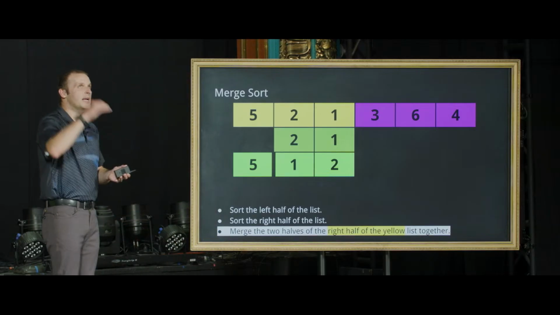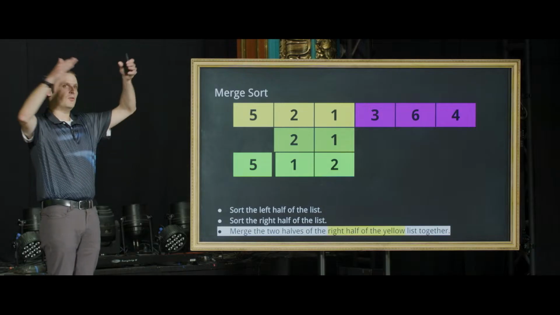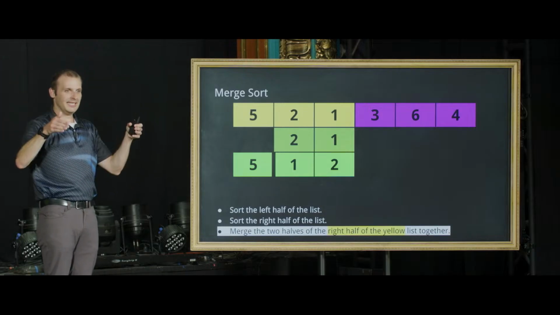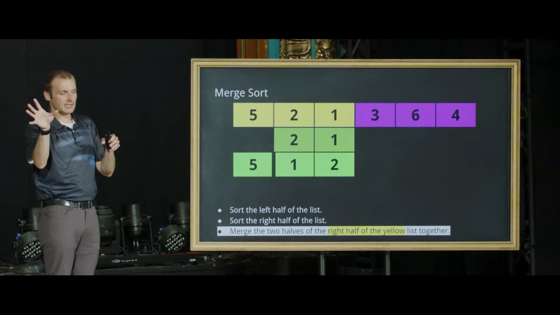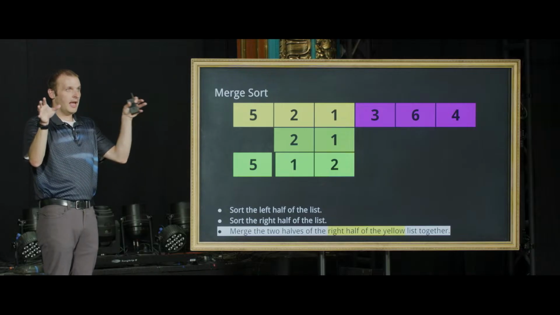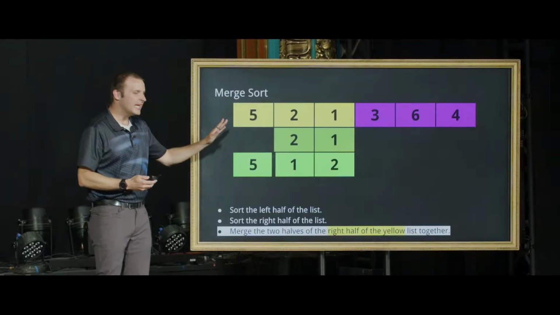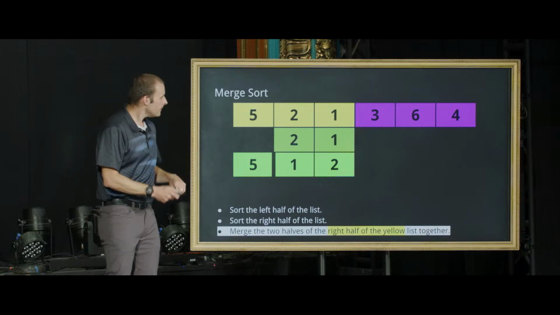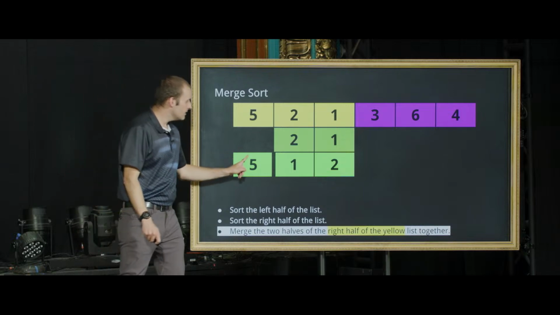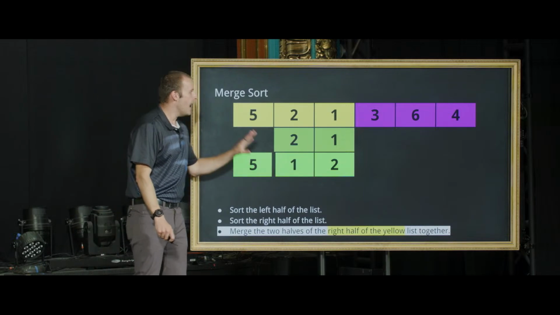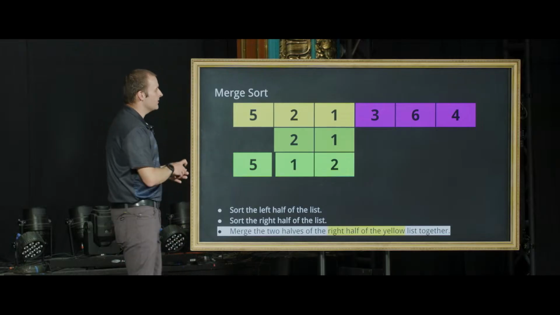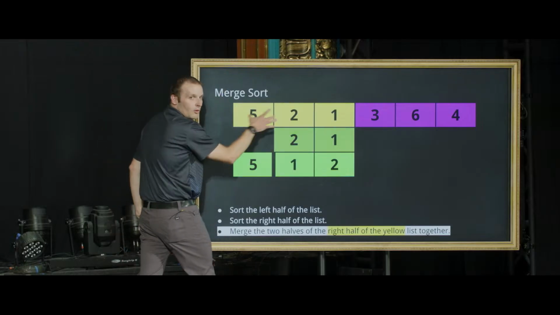So now, if you're thinking about this in terms of where we started, we had this full list. We split it into a yellow list and a purple list. And now we're trying to drill through this idea of sorting the left half of that overall list. We're getting pretty close at this point. We now need to sort these pieces together. And once we have done that, we will have sorted these 3 items overall.